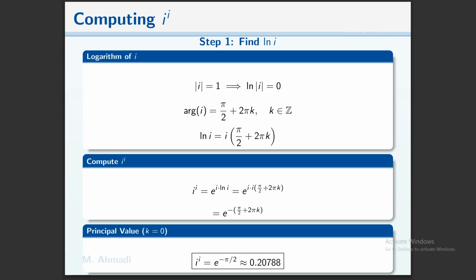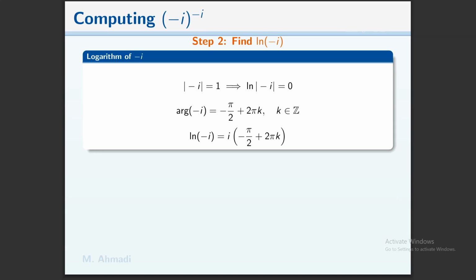The principal value, for k equals 0, we have i to the i equals e to the minus pi over 2, approximately equal to 0.20788.